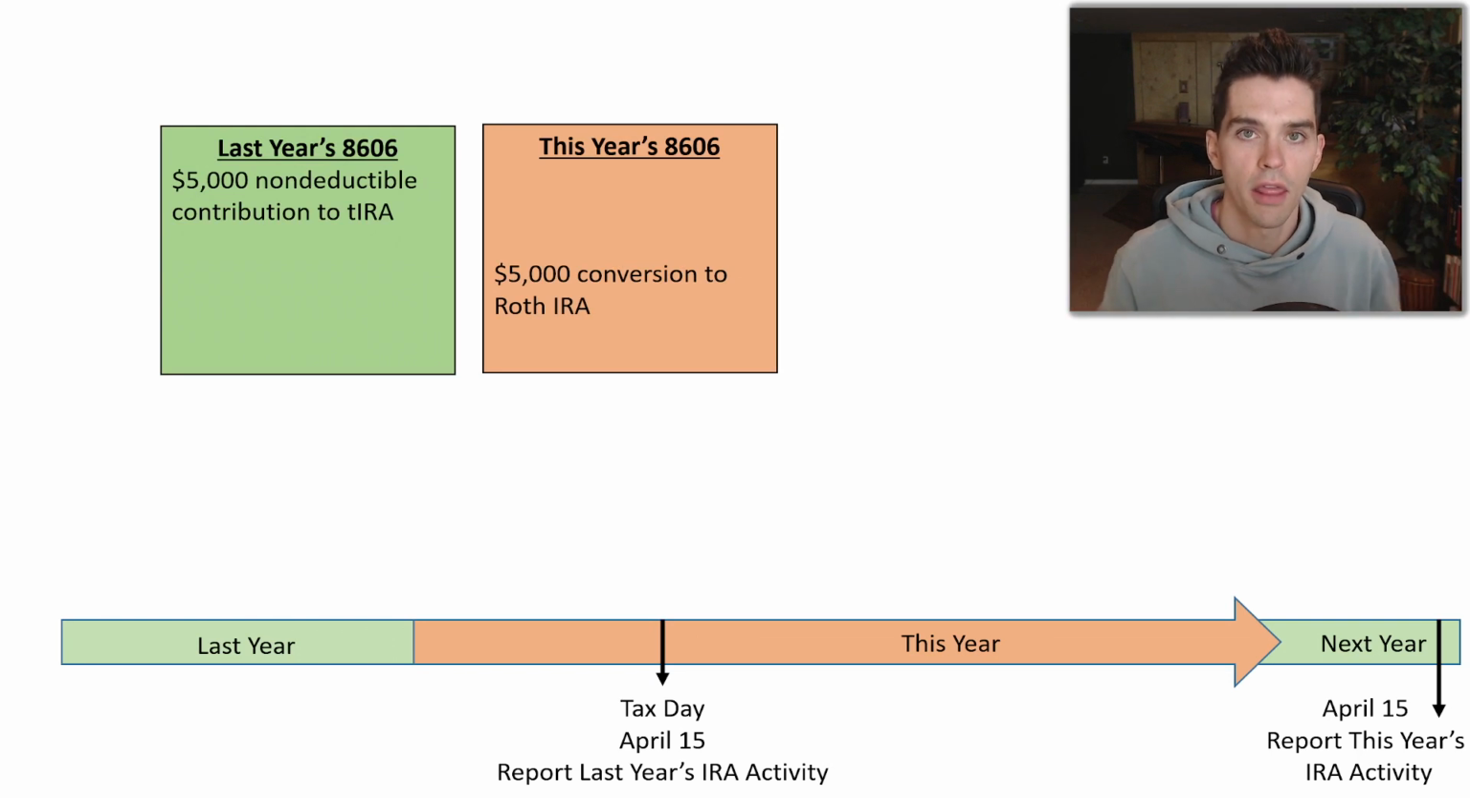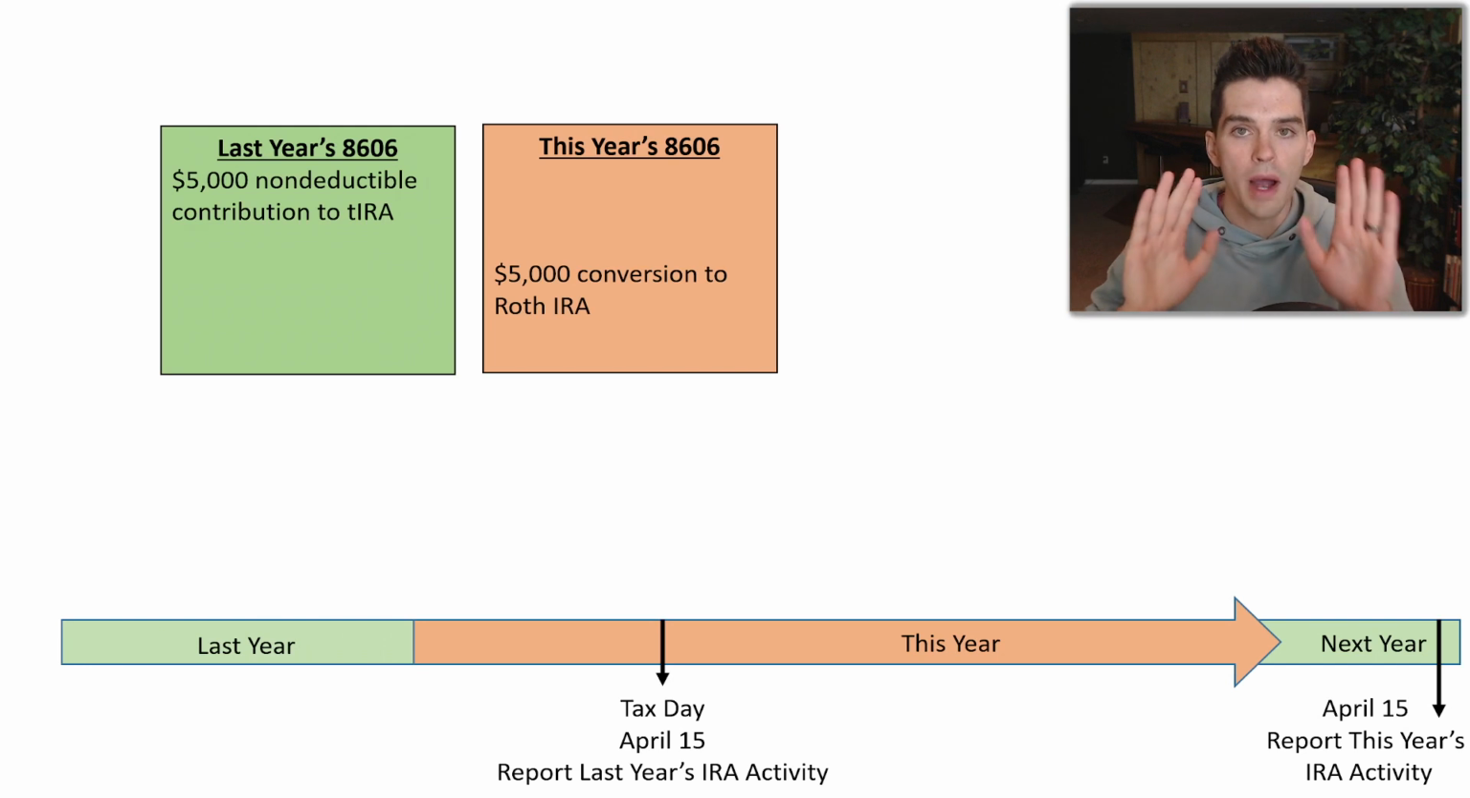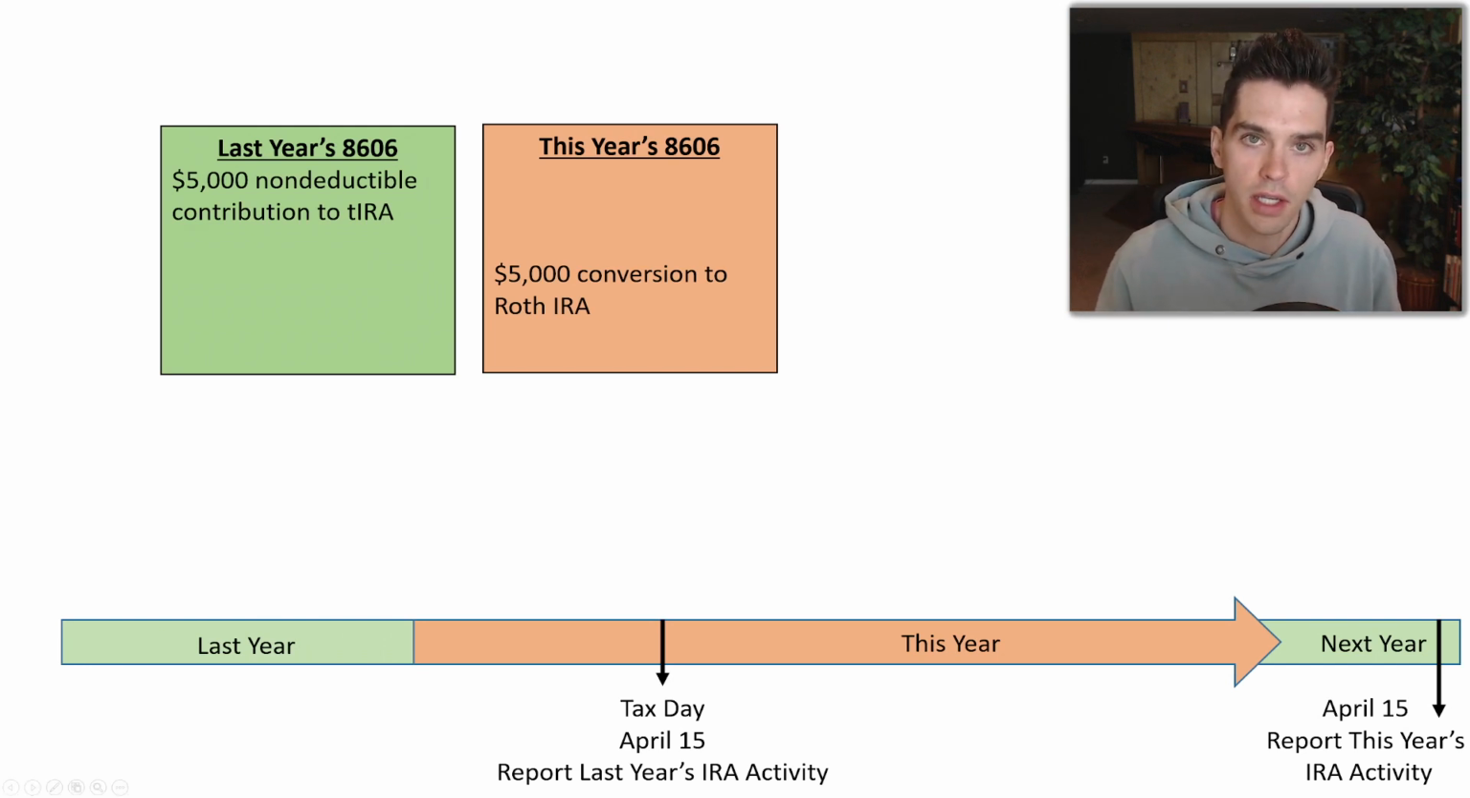If you look at the Form 8606, which is part of your tax return, now you have these two operations taking place in two different years. The non-deductible contribution that you made, effectively as if it were made last year, goes on last year's tax return. So again, in time, we're somewhere in this window between January and April. You're preparing last year's tax return. You need to include that non-deductible contribution on last year's Form 8606.